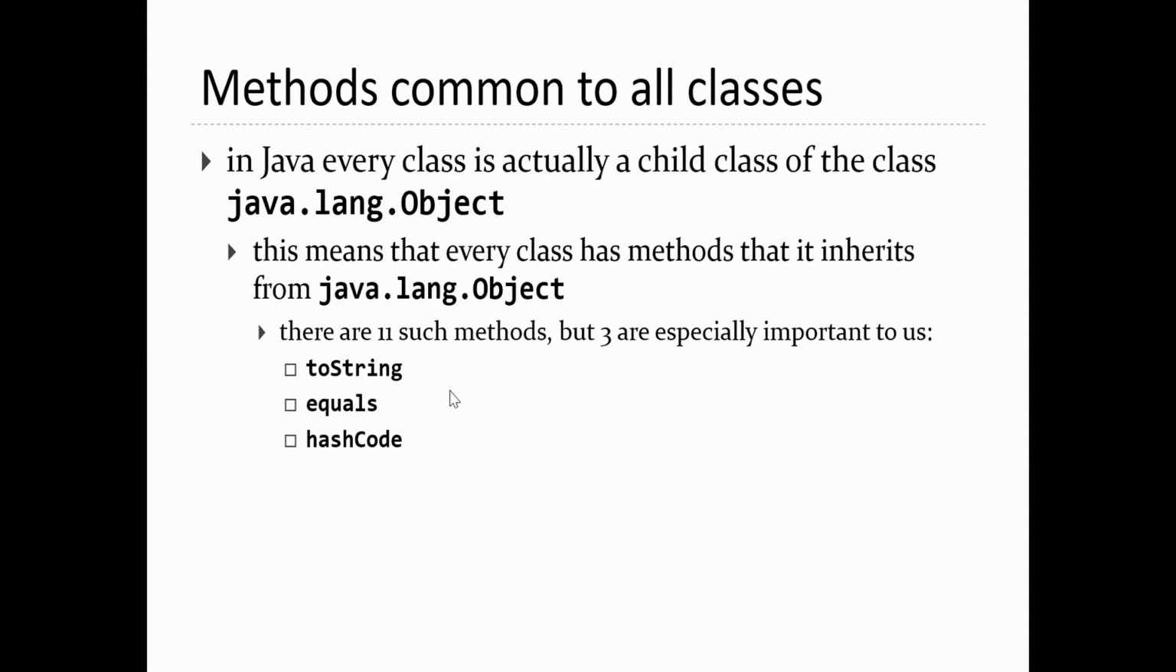Right? So there's actually 11 of these methods, but we don't really care about all 11 of them. The 3 that we care about are these ones right here. There's a method called toString, which returns a string representation of your object. There's a method called equals, which lets you test are two objects equal. And there's a method called hashcode that I'll explain to you later on. So those are the 3 that we want to look at.